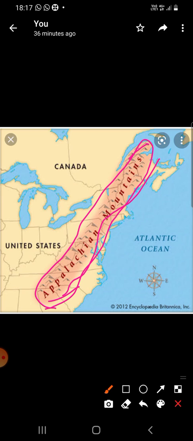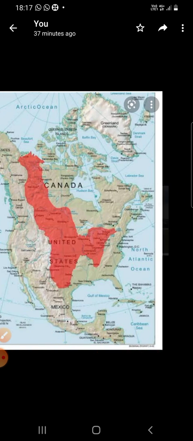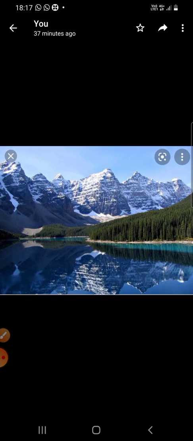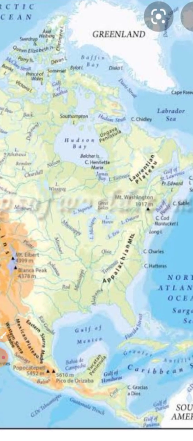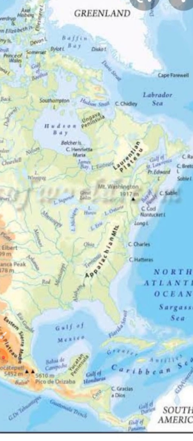They are rich in coal, lead, zinc, iron ore, copper, water power and wood. This region has a surprisingly large population, and its importance in North America's economy is significant. And next comes the coastal plains.